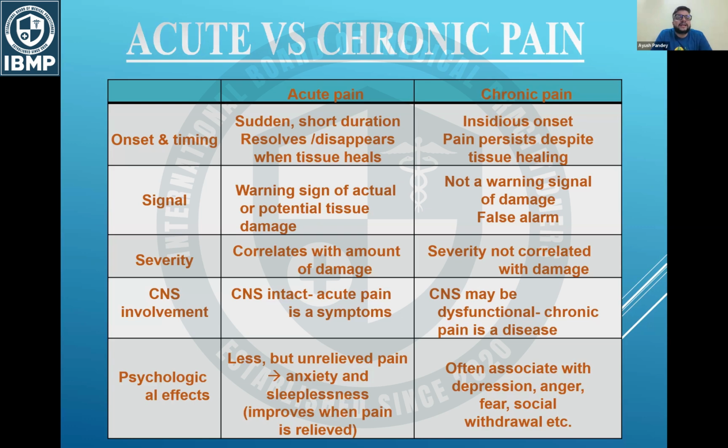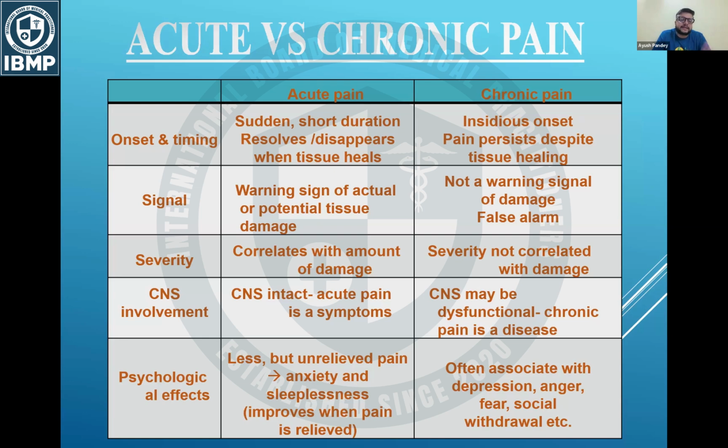So what exactly is the signal for acute pain? It is a warning sign of actual or potential tissue damage. But in chronic pain, it is not a warning signal of damage. Talking in terms of severity, acute pain correlates with the amount of damage, while chronic pain severity doesn't correlate with the damage. CNS involvement: in acute pain the CNS remains intact, and acute pain is a symptom. In chronic pain, the CNS may become dysfunctional, and chronic pain is a disease.